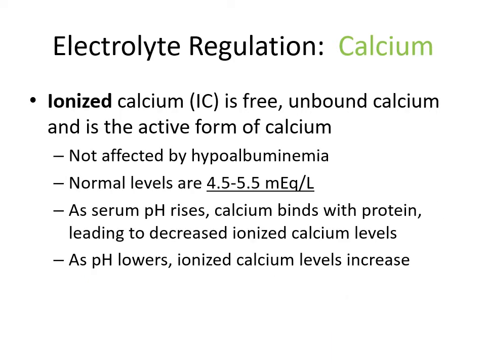Ionized calcium is free, unbound calcium, and is the active form of calcium, and this is not affected by hypoalbuminemia. And normal levels here, again, you're going to have a little bit different system of measurement, which is 4.5 to 5.5 milliequivalents per liter. And as serum pH rises, calcium binds with protein, leading to decreased ionized calcium levels. And as pH lowers or becomes more acidic, ionized calcium levels increase.